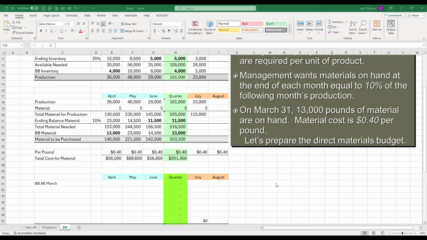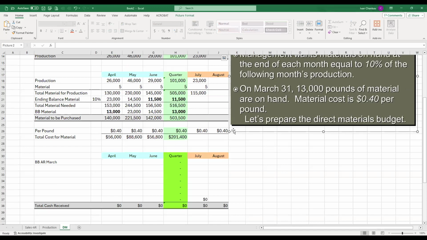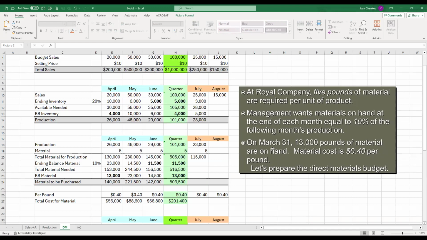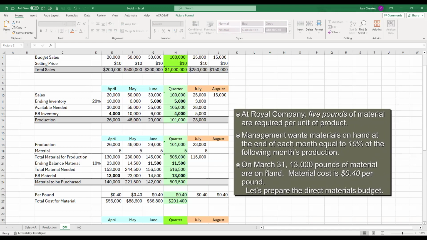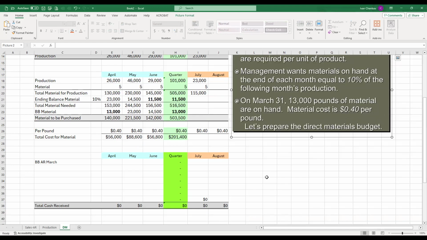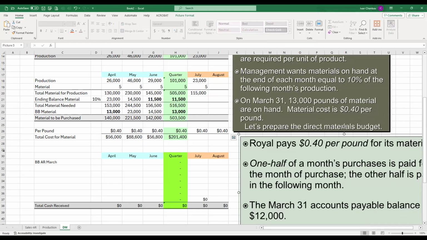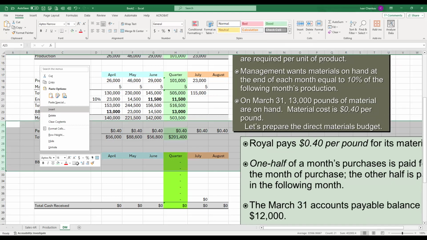Let me share my screen. Let's lower this one. That's related to our direct material, which was right here. And now let's go to our payments. Let's pay the suppliers, since we know how much we need to pay. Let me insert some rows here.